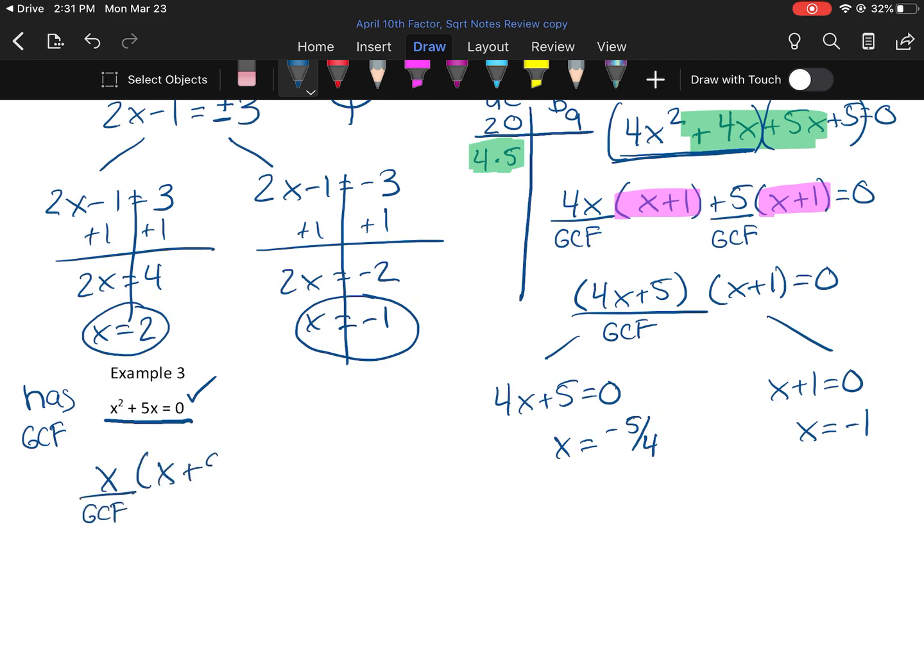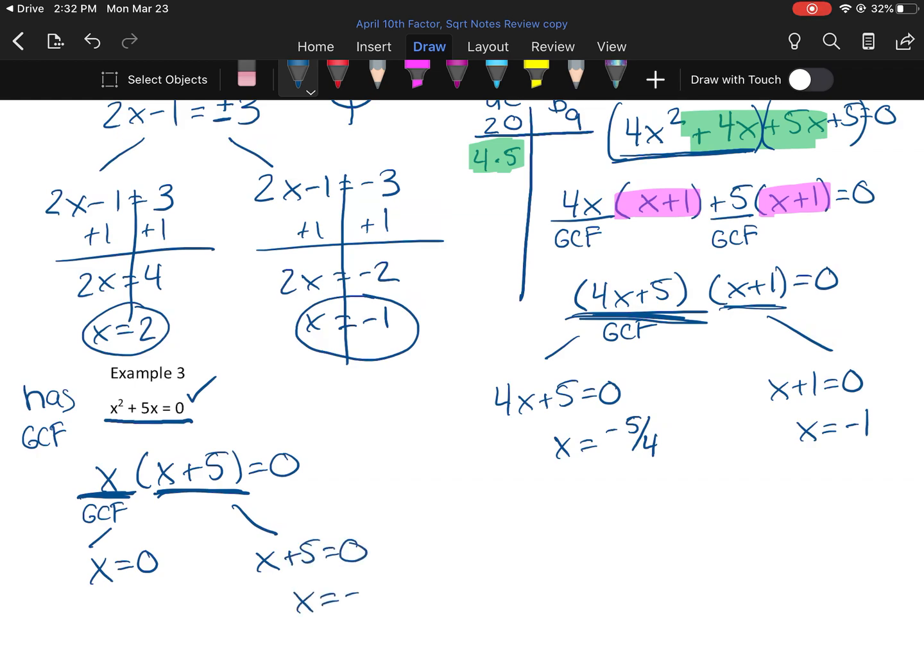I'm going to factor that out first, because if I factor that out, I'm left with ultimately 2 sets of parentheses, just like what we had over here. So x could be equal to 0, or I could do x plus 5 is equal to 0, which when I solve I end up with negative 5.